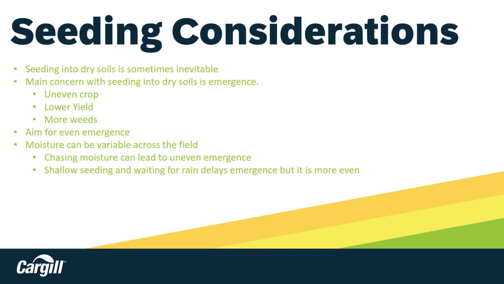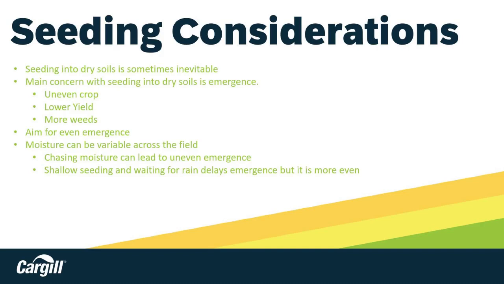Seeding into dry soils can sometimes be inevitable. When this happens, the main concern is emergence. Dry soils will cause uneven crop, lower yields, and more weeds. Our aim should be even emergence and to get the crop out in a uniform manner.